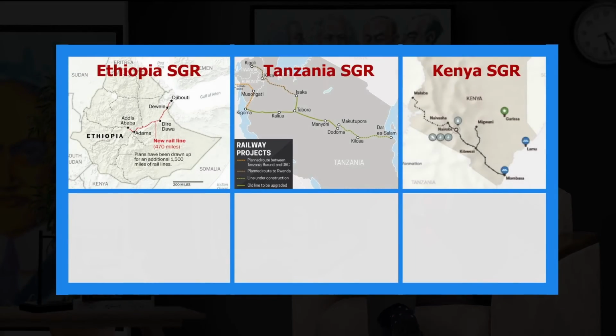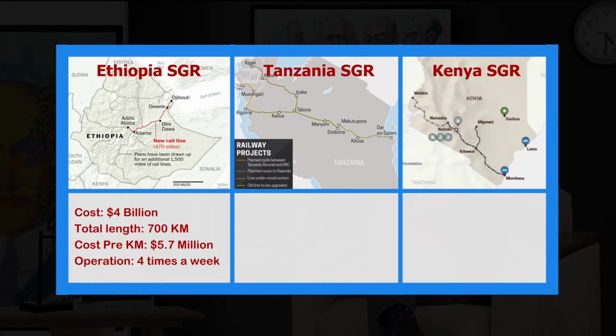And here as well, let me give you some figures. Ethiopia's SGR costs $4 billion to build. Total length is 700 kilometers. That translates to an average cost of $5.7 million. Land there is actually owned by the state. Therefore, there is no compensation. JM, it is operational right now, but you know what? It only runs 4 times a week. It's actually like taking a flight.